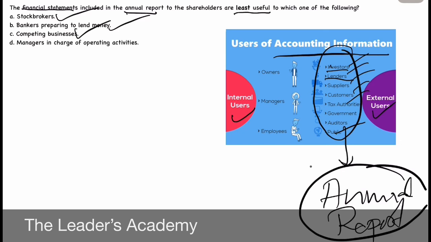And the last one, which is the right answer, is managers who are in charge of operating activities. For them, the internal accounting information will be shared for the purpose of improvement, but the financial statements which are included in the annual report will be of no use. By this we can conclude the answer is B.